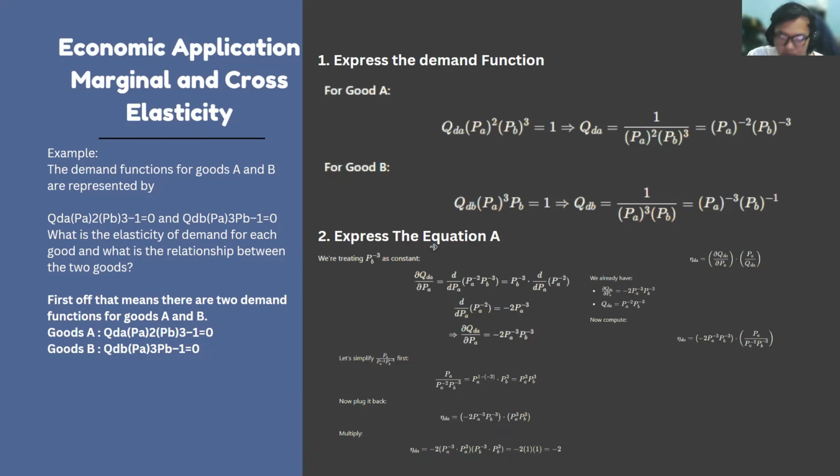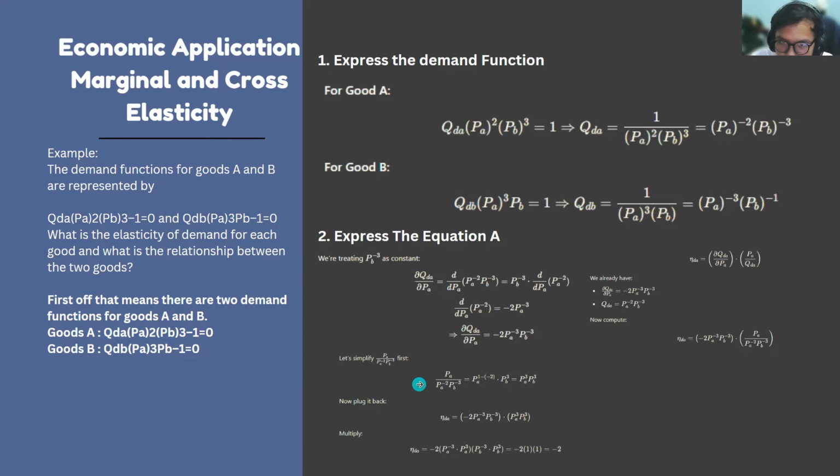then we get this for the multiply. For the elasticity dA: minus 2 in parentheses PA power minus 3 times PA power 3, then another parenthesis PB power minus 3 times PB power 3 equals minus 2 times 1 times 1, and the answer we got is minus 2.